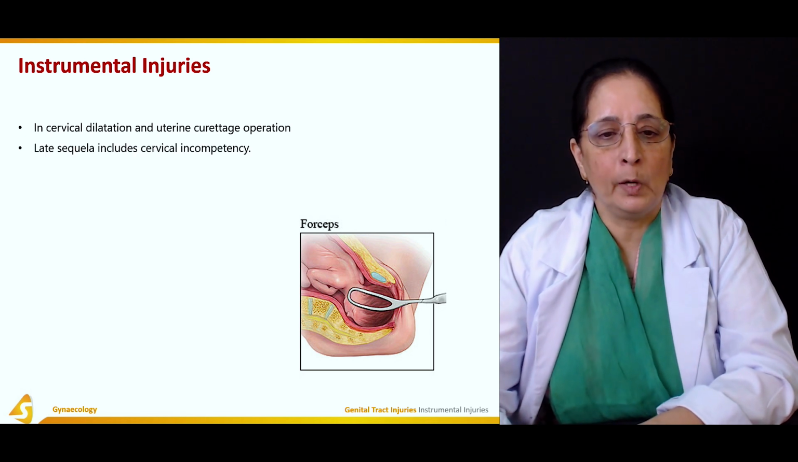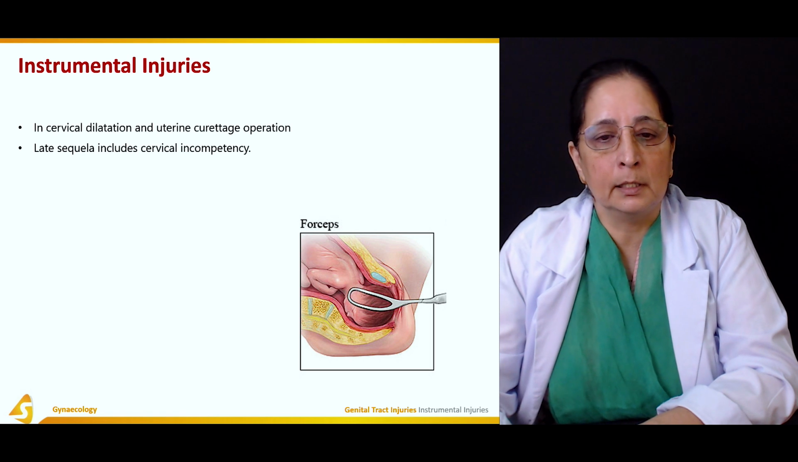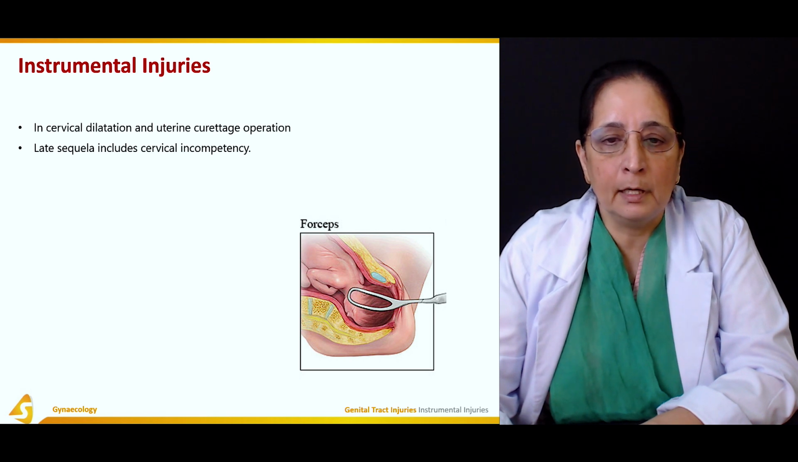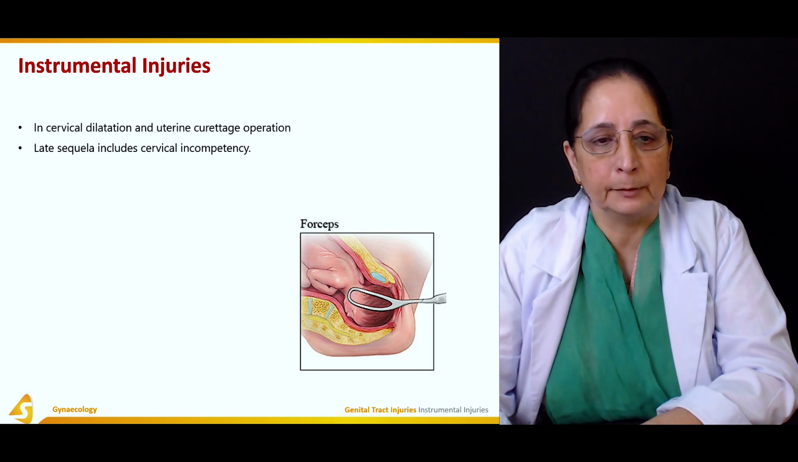Then a late sequel of the instrumental injury or dilation and curettage is cervical incompetency.